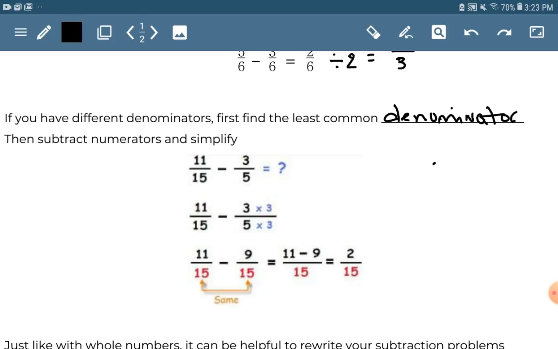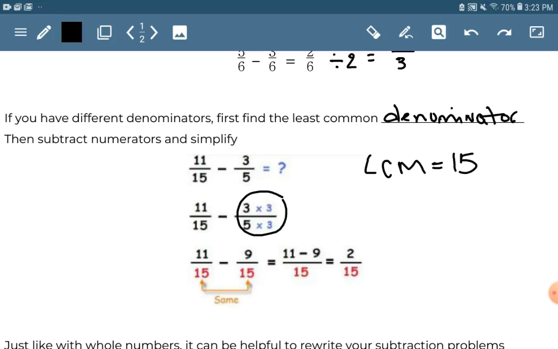In this example, we have 11/15 minus 3/5. As you can see, 15 and 5 are not the same. So we're going to have to first find a least common multiple or a least common denominator. There's kind of obvious hints in this example, but what you should be able to find is that 15 and 5, the smallest number they can both multiply to make is 15, which is the common denominator we're going to use. That means 11/15 can stay exactly how it is, but 3/5 has to change.